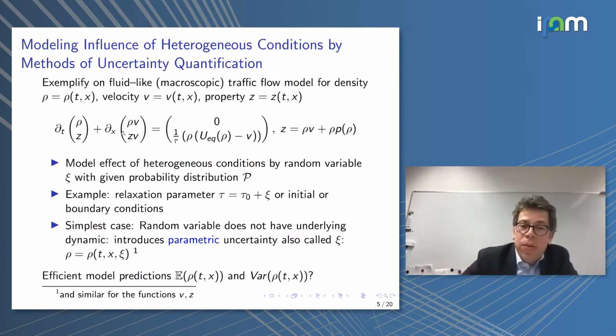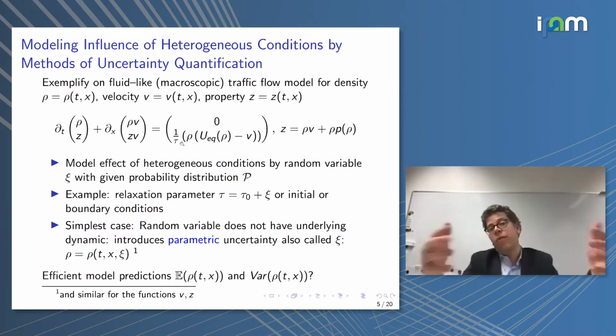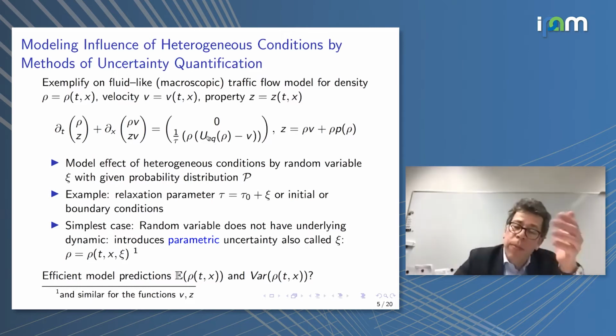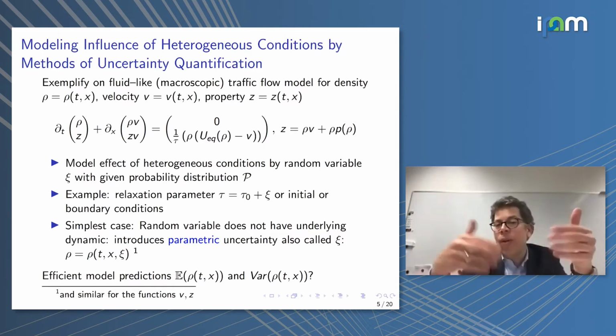And now what I want to do is, okay, there are a couple of parameters. First of all, there are initial conditions, boundary conditions, and there is also what is called the relaxation time. This is a time which controls how quickly you reach your desired velocity. And you can say that, because of heterogeneous conditions, either initial, boundary, or even this relaxation time, or even the equilibrium velocity, is somehow unknown or undergoes random perturbations.